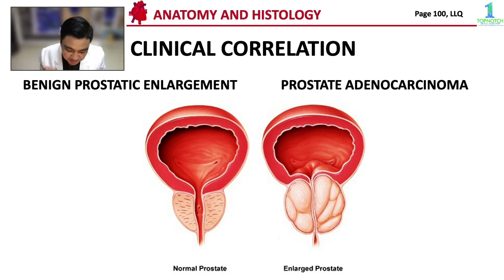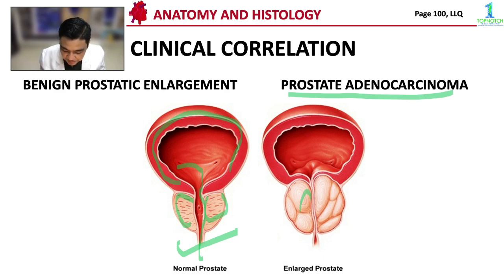Because in what happens with BPE, this is a normal prostate. This is your prostate, the right and the left prostate. Once the bladder contracts, dapat the urine would flow freely through the bladder neck all the way down to the urethra. But with prostate adenocarcinoma or BPH, what would happen there is there are parts of the prostate that would enlarge, particularly the zones belonging to the transition zone or those areas that are in close proximity with the urethra. If ang growth niya would be inwards, it would result to impedance of the flow of urine.